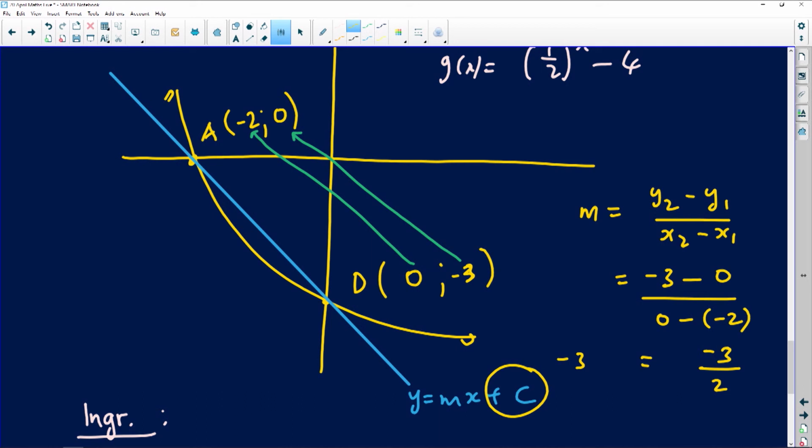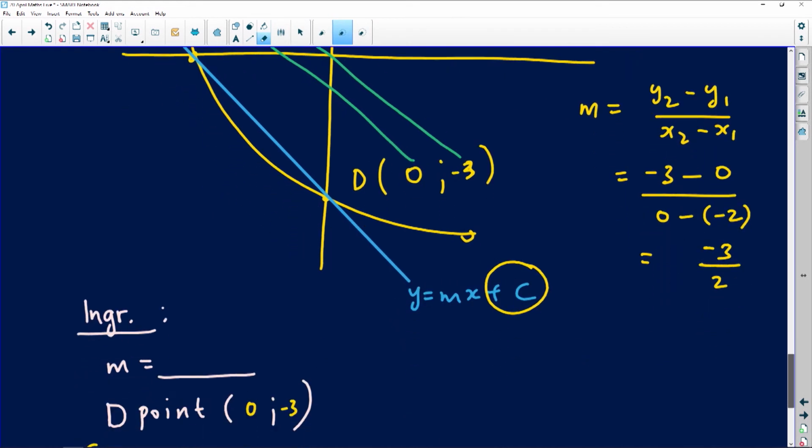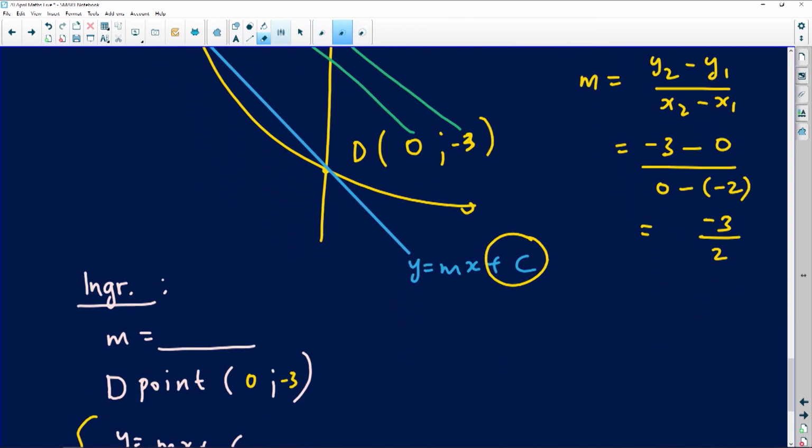So I'm happy that I've got 0 and -3 as the coordinates of D, and -2 and 0 as the coordinates of A, which landed me with a value of -3/2 as my gradient for this decreasing blue straight line. Okay, so I'm going to say, examiner, I now know that the gradient is going to be -3/2. I'm happy with that. So I've got a point, 0 and -3, which I'm then going to use to find the equation.